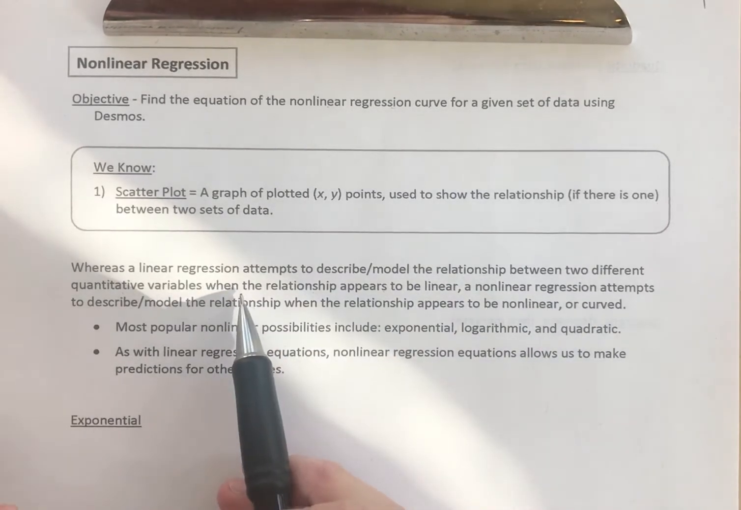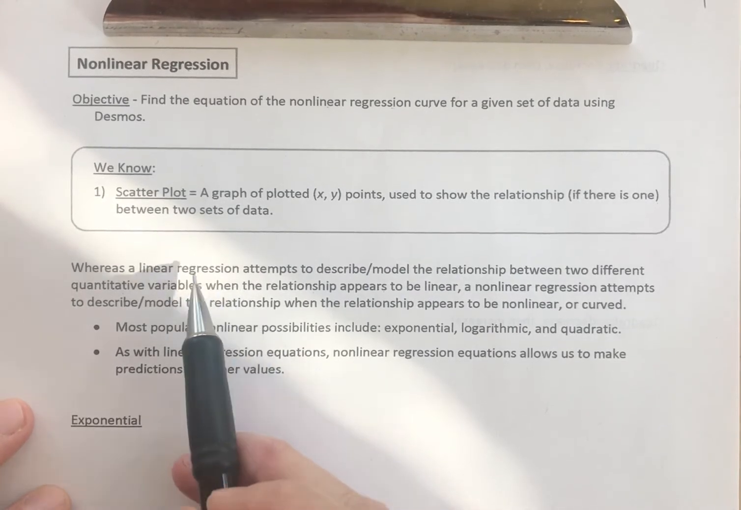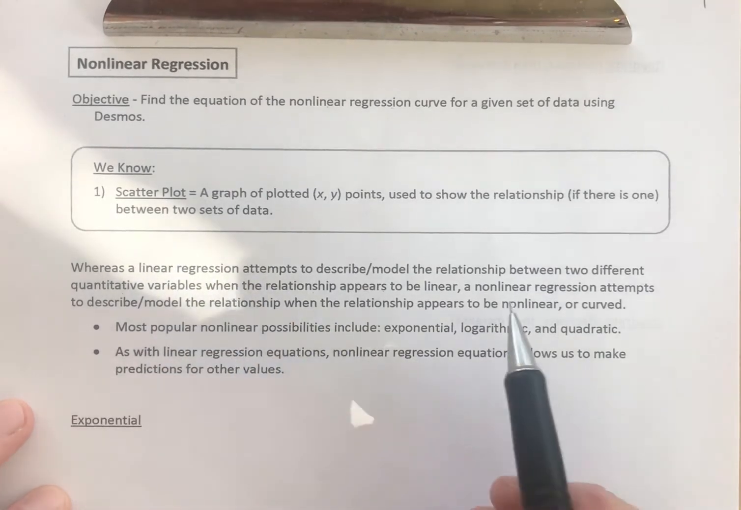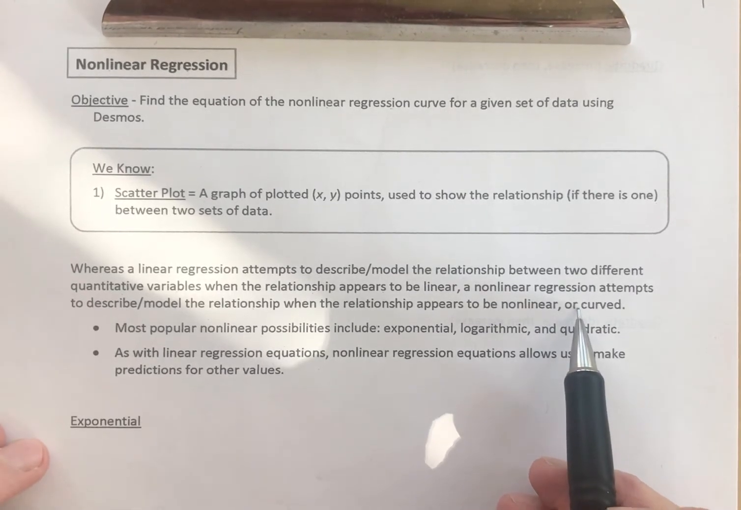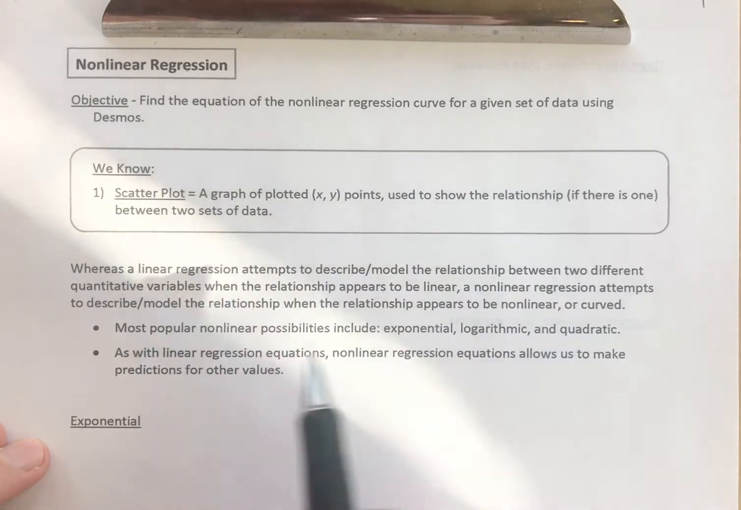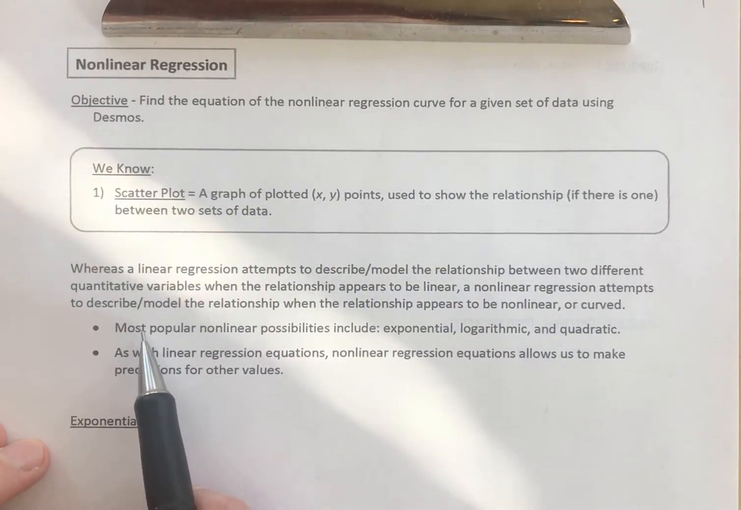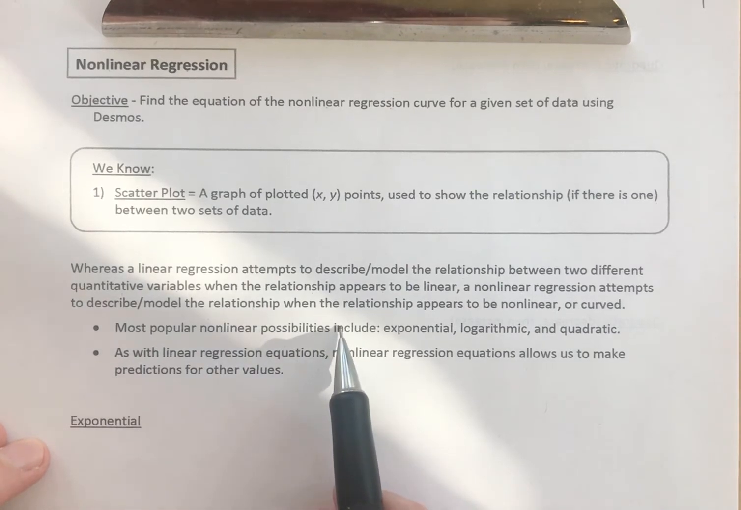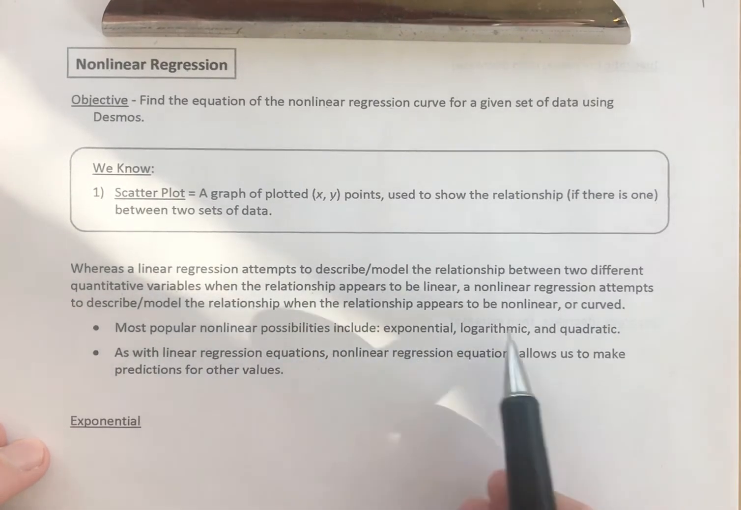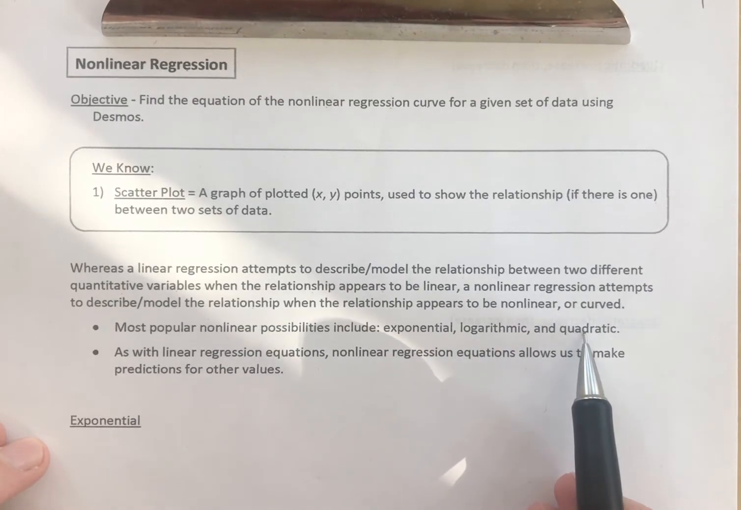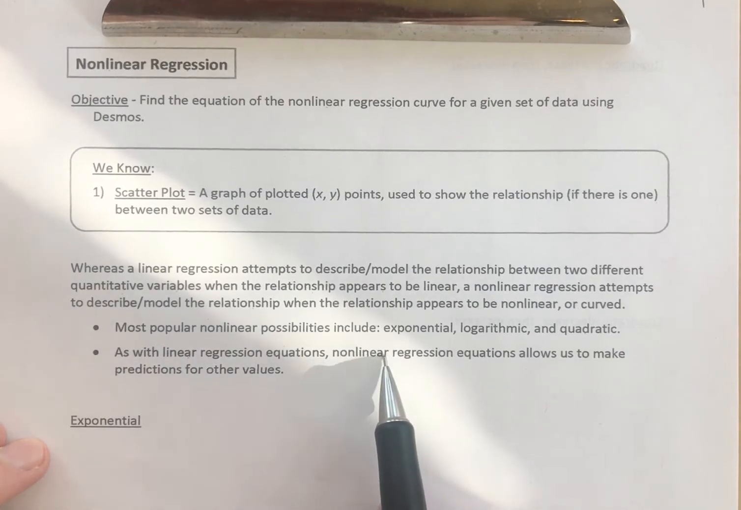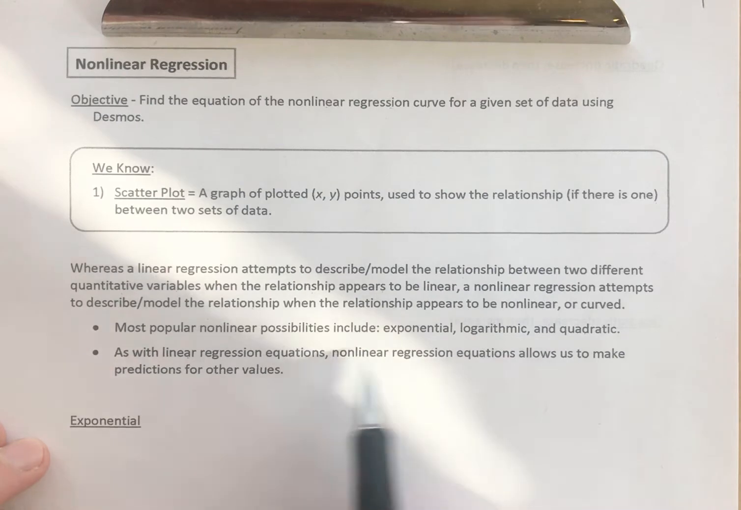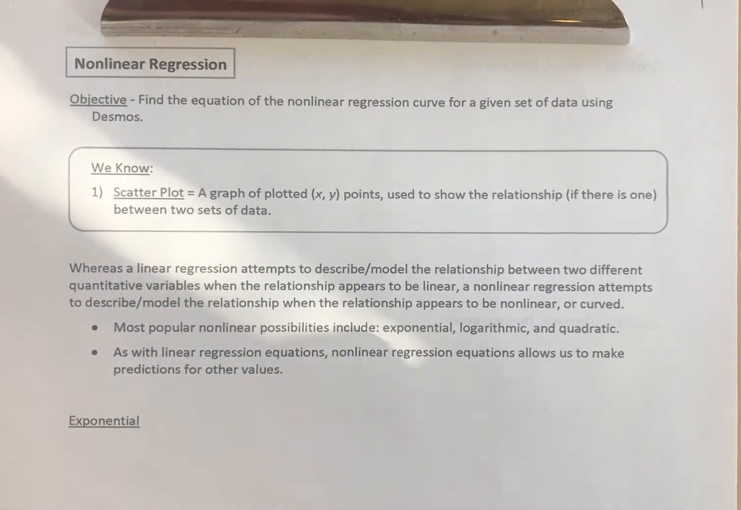Okay, so if you plot your points in a scatter plot and they look like they form a line, we're going to go with a linear regression. But if they look like they form a curve, and there are a variety of curves, then we're going to go with a nonlinear regression. The most popular nonlinear possibilities include exponential, logarithmic, and quadratic. Okay? As with linear regression equations, nonlinear regression equations allow us to make predictions for other values.